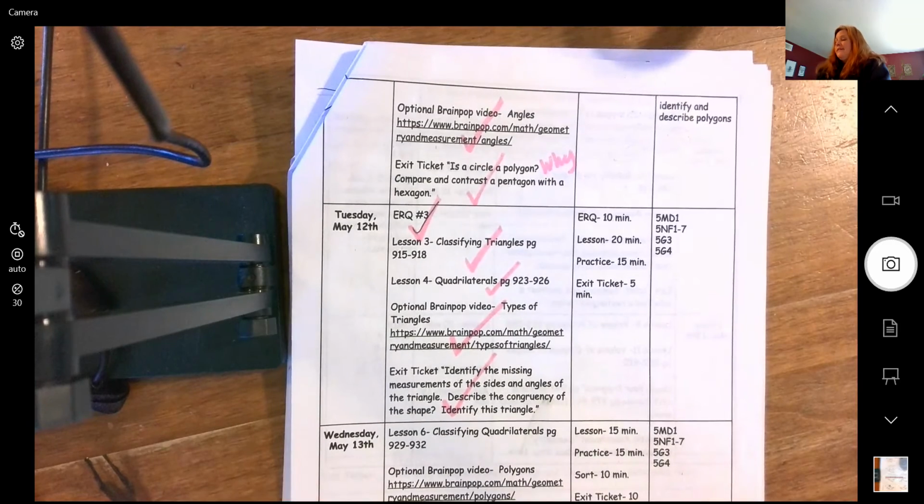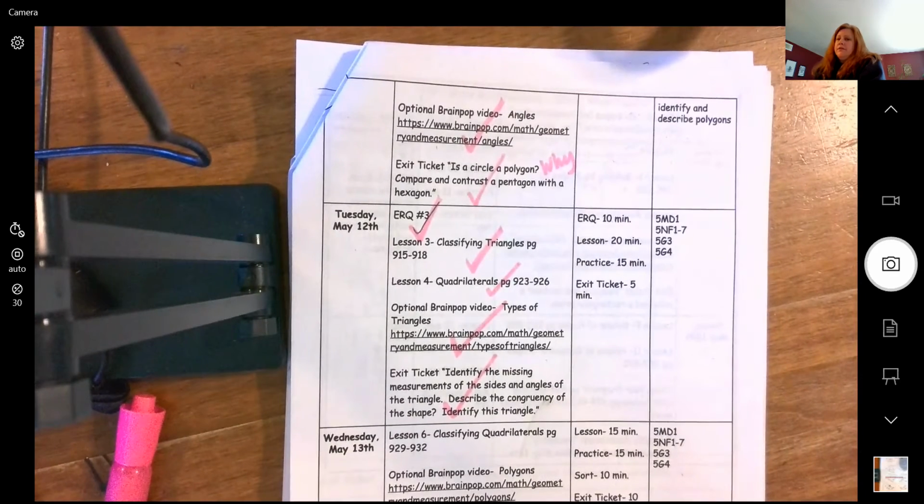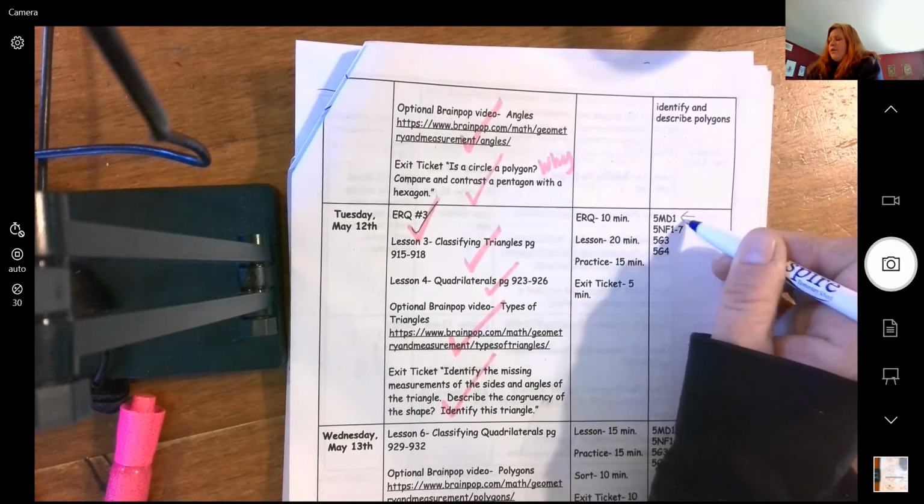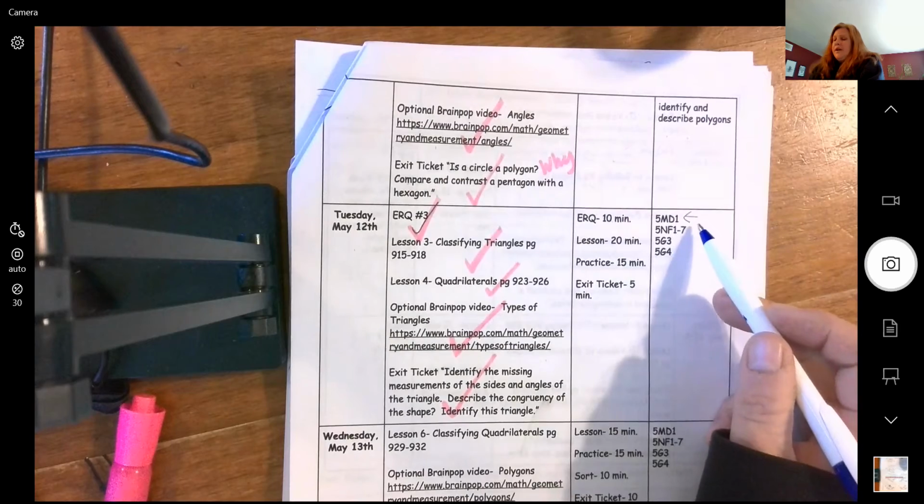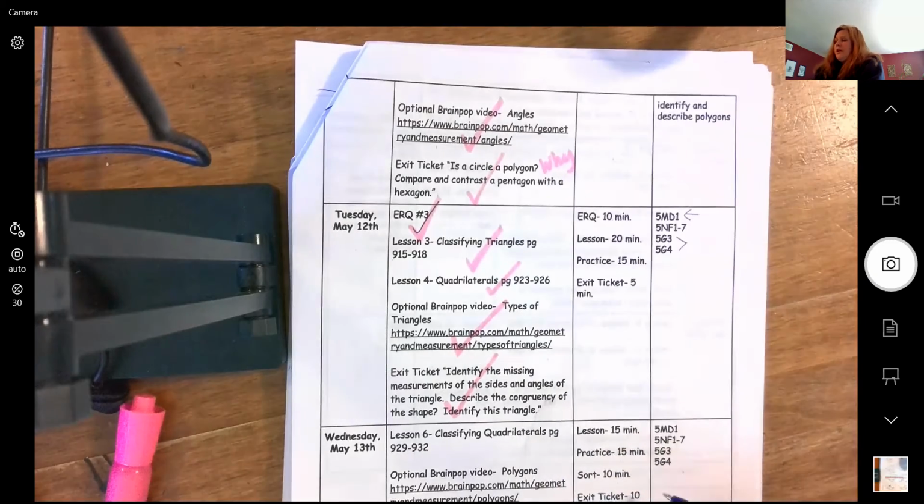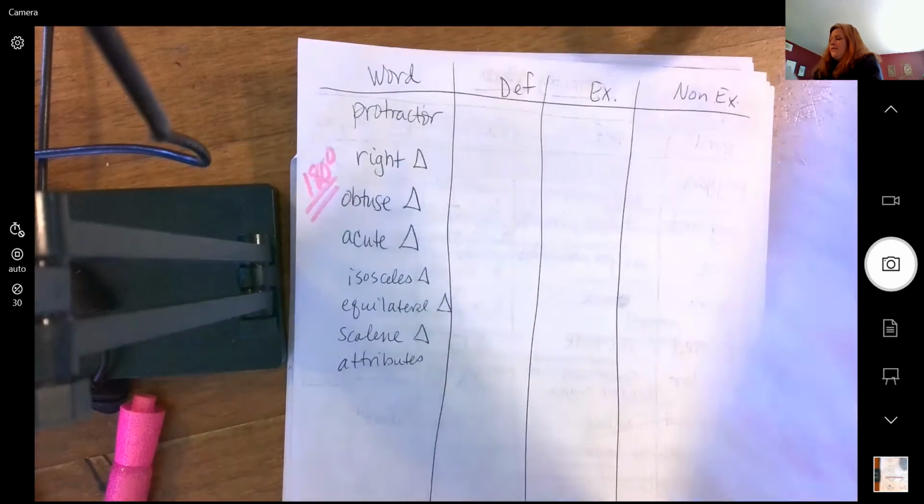We're also going to be adding some words to our vocabulary. Remember that the vocabulary list is really important because this unit is really rich in vocabulary. Our standards today: our ERQ is focused on fractions, multiplying, dividing, and multi-step real-world problems. Our other learning today is focused on classifying polygons and describing them, triangles and other polygons as well. All right, so we're going to go ahead and start.